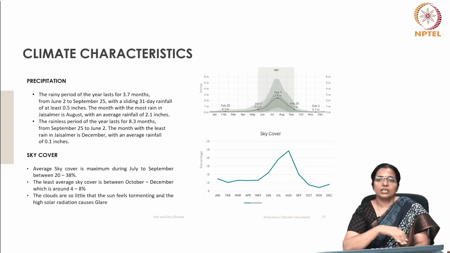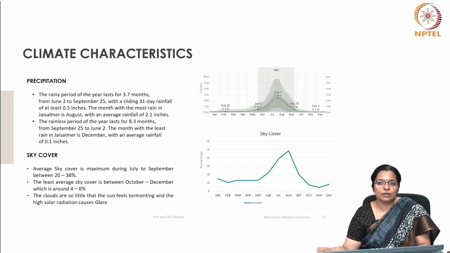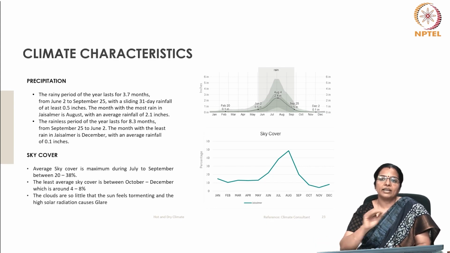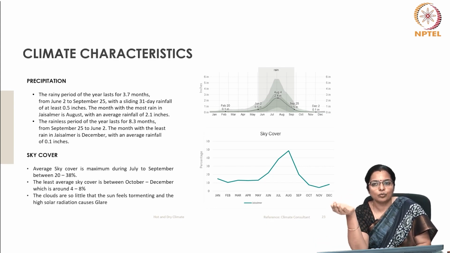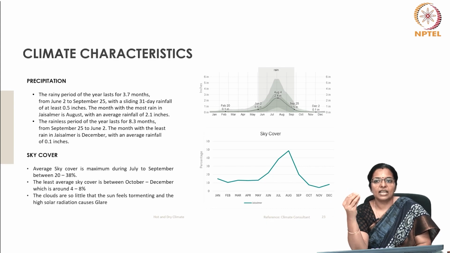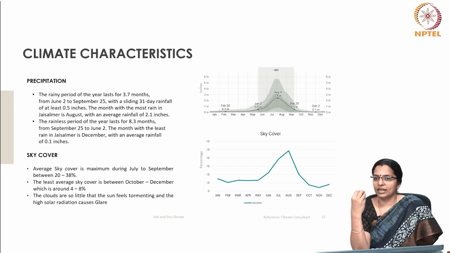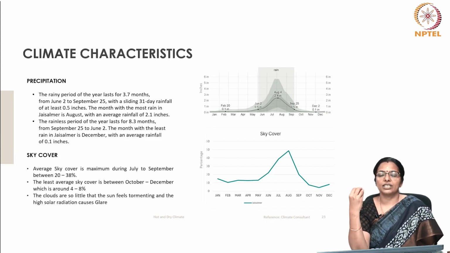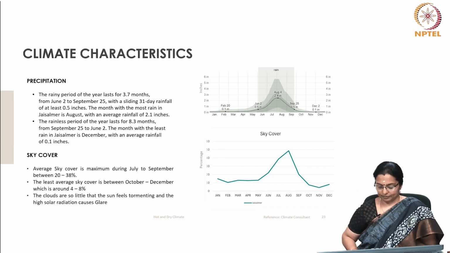The sky cover is maximum during July to September and it ranges between 20 to 40%. The least average sky cover is between October to December, which is around 4 to 8%. So, clouds are so little that the sun feels tormenting and the high solar radiation causes glare.